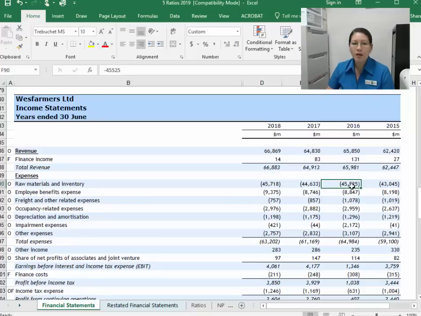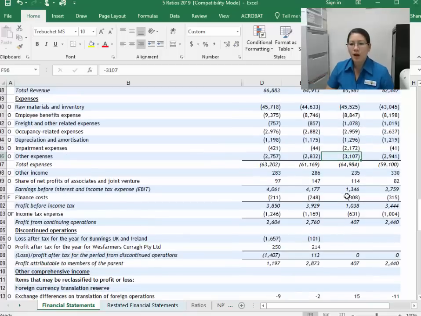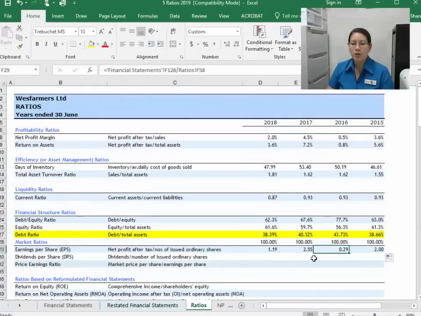So they had a lot higher raw materials and inventory in that year. Did they have a different supplier, a different contractor? Just sort of have a look why it was so high. And also with other expenses, looks like they had slightly more in that year. All of which has actually impacted their net profit figure. So it's important to go back and have a look.